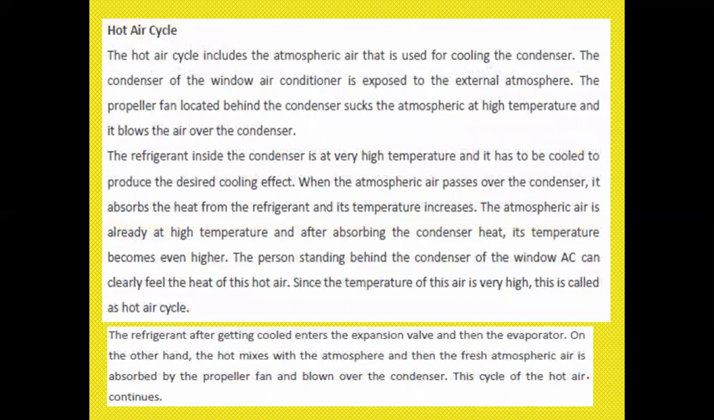Next, the hot air cycle includes the atmospheric air which is present outside the room and is used for cooling the condenser. The condenser is placed in the second unit of the window AC, where the hot air is used, which is surrounded by the AC.